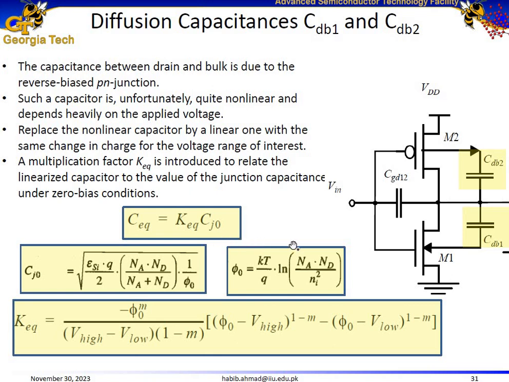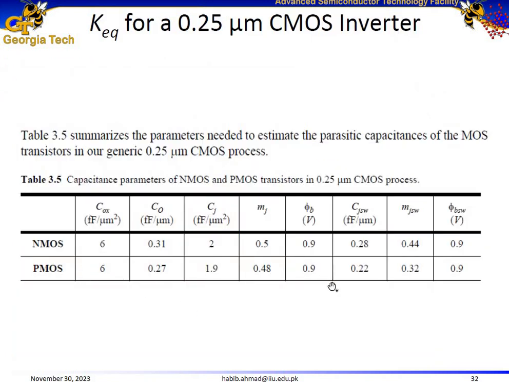of the voltage. In order to linearize it, we multiply the junction capacitance with a parameter called K equivalent, where K equivalent can be calculated using this equation. In this equation, V high and V low are our supply voltages based on whether it's a low to high transition or a high to low transition. Phi is the potential, and the values of phi are also given in this table for both the bottom plate and for the sidewall capacitances as well.